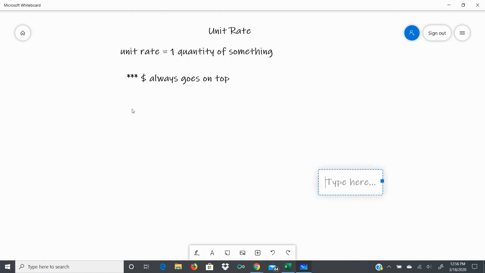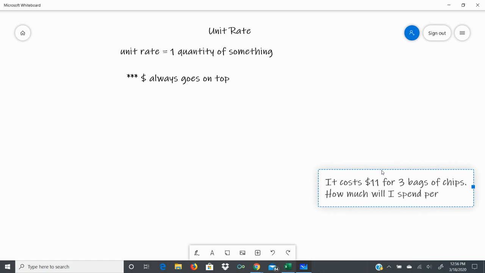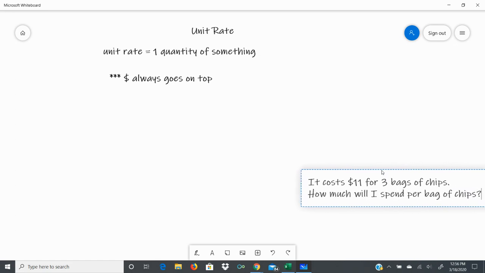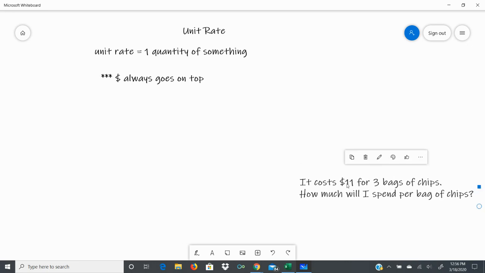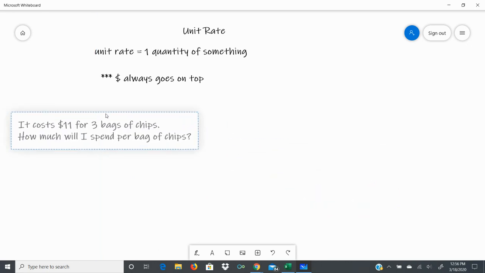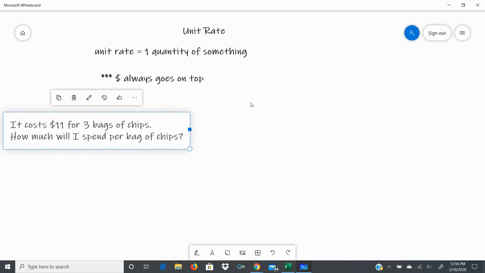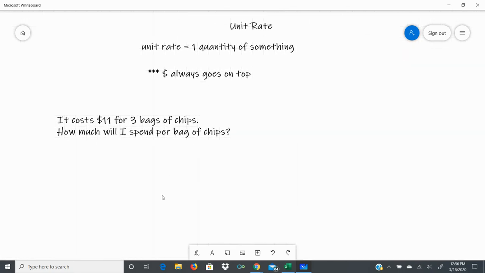The first example I want to look at is just one I'm going to kind of randomly give you here. So let's say I'm going to the store and it costs $11 for 3 bags of chips. I want to know how much money am I going to spend per bag of chips. That word per is really important when we're talking about unit rates, primarily because per tells us we're finding one of something. So I want to know how much am I going to spend per bag of chips.